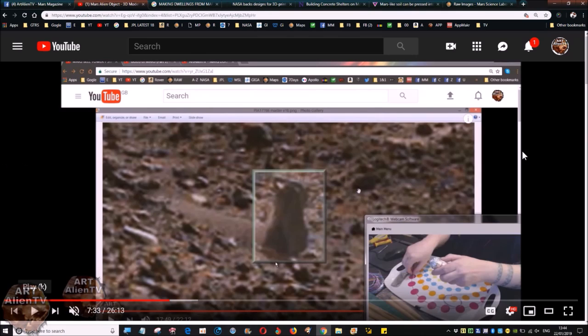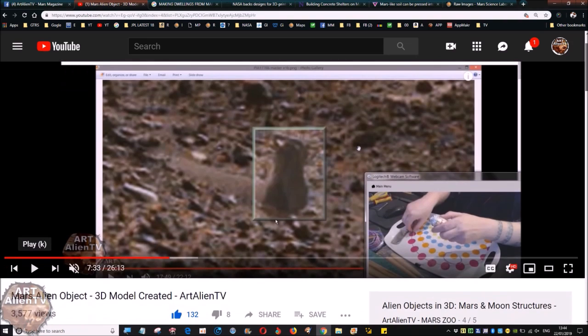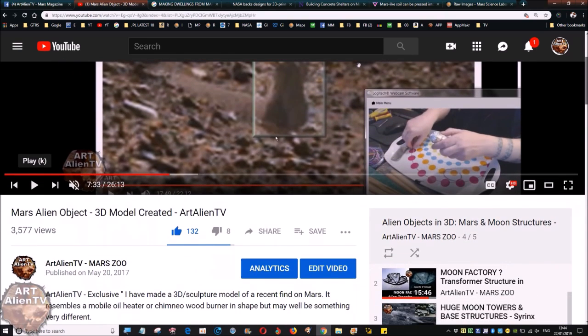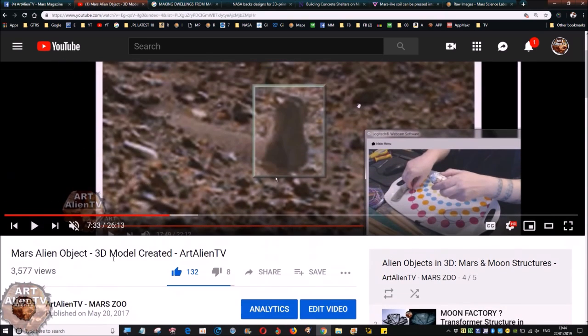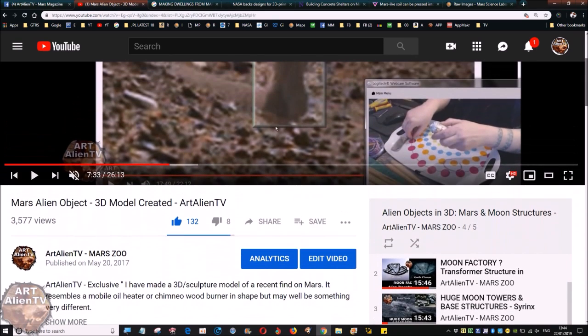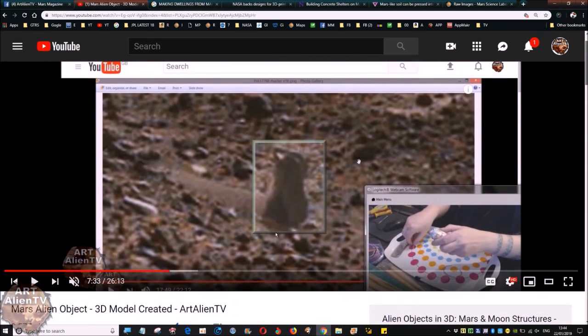And often if you get that wrong, if you have the temperature too high, then it will crack and fall to pieces. I actually did make a sculpture of one of the things on Mars, which I was just going to show you very briefly now. This is called Mars Alien Object 3D Model Created. Okay, I did this a year and a half ago now. Didn't get a lot of views. So I was going to do a whole series of these. I'll show you it now.